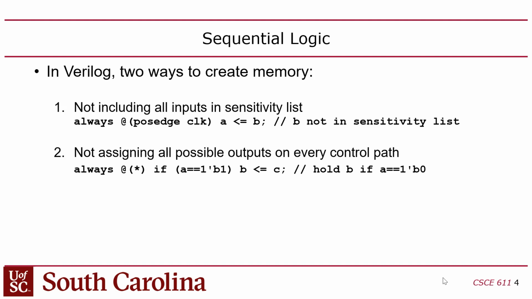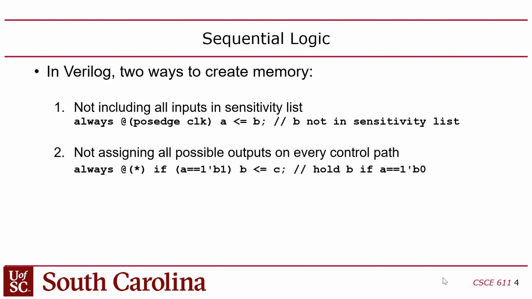Why does that have memory? It's because B is an input in that always, but it's not part of the sensitivity list. So if B changes without the positive edge of the clock, then that circuit has to remember the old value of B from when you got the clock edge. Does that make sense? The other way is if you have an always at star. So this looks like a combinational logic always. Star means that anything that's treated as an input in the always, the circuit will be sensitive to. So that should be combinational logic.